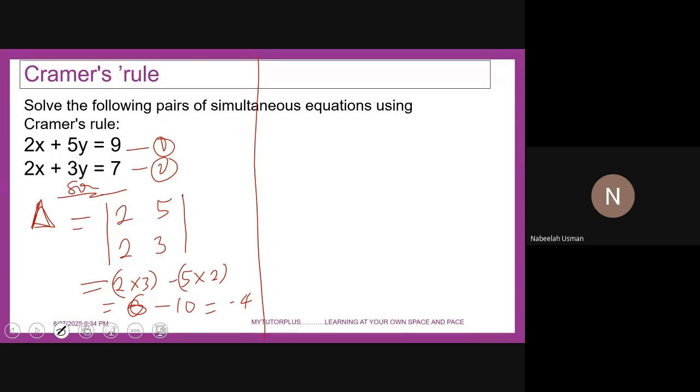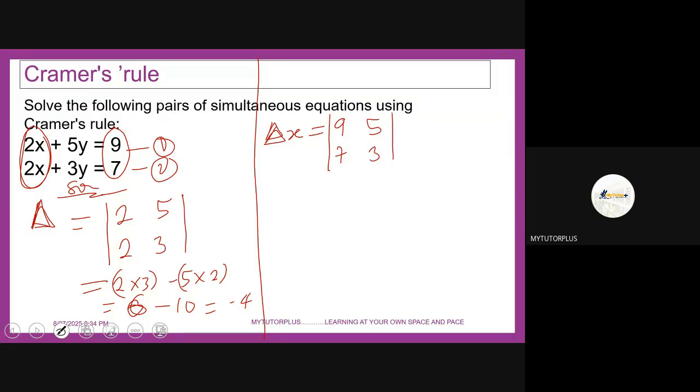From this now, the next thing you are going to do: we have gotten the value of delta. Remember, I told you we are going to get delta, delta X, and delta Y. Now, if I want to get the value of delta X, I want you to pay close attention. Instead of having the values of 2X and 2Y, I will replace it with the final values I'm having at the other side. I will replace column 1 with what I'm having at the extreme end here. Did you get the English? So I will replace 2 and 2 with 9 and 7. Then the second column will remain the same, 5 and 3.